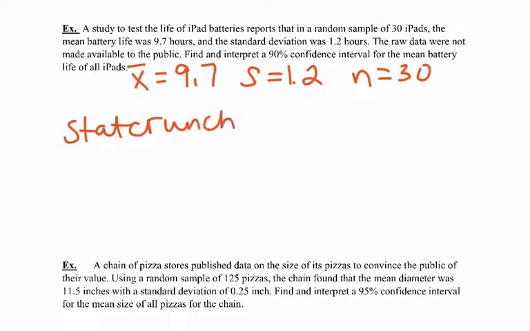From StatCrunch, I don't have the details in front of me, but I'm going to let you do this on your own. Remember how to do this. You're going to go to the Stat menu, then T-Stats, one sample, and then with summary. If you do that, you'll get an output for your confidence interval, a 90% interval. Don't forget to put that in. I'm going to have 9.3 to 10.1. So let's go ahead and interpret a statement for it.